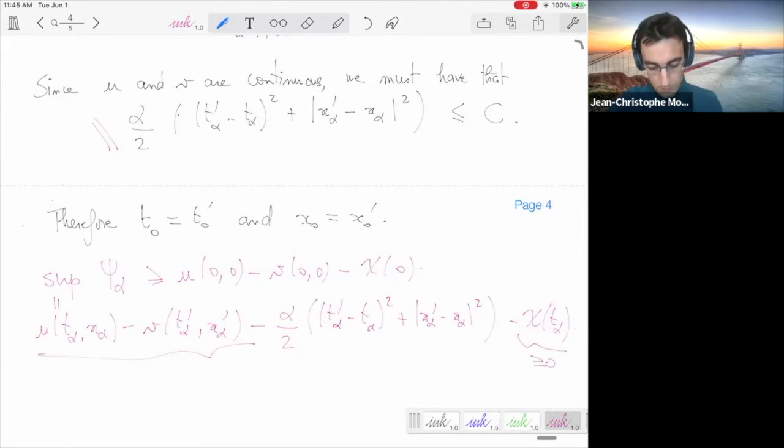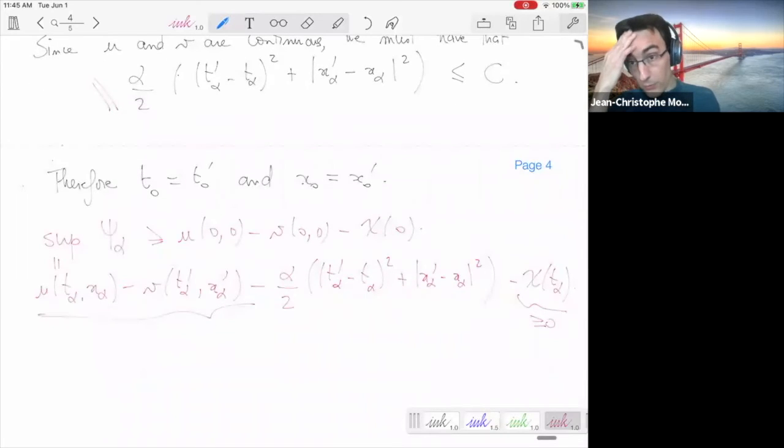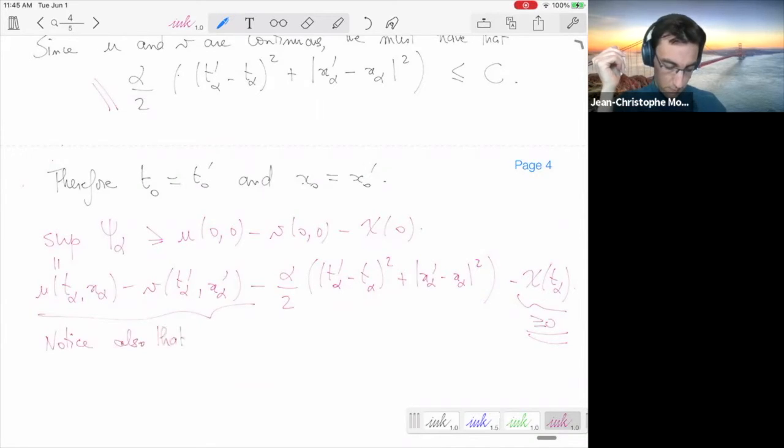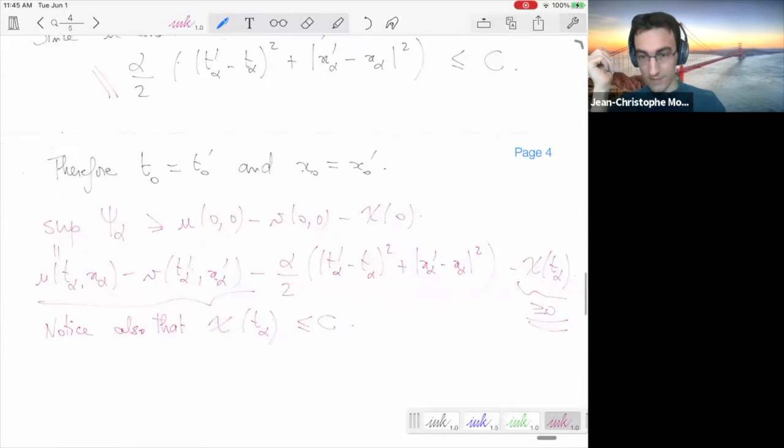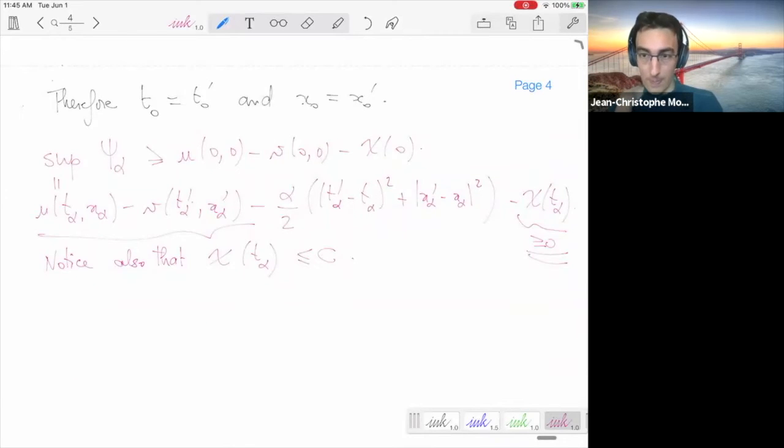It's a useful discussion because for the same reason we see that chi of T alpha will also remain bounded. So we see that T alpha will remain away from capital T, and that was the purpose of the function chi. So notice that chi of T alpha is smaller than some constant which does not depend on alpha. This is a very useful point for later. This is exactly what I wanted to have. So even in the limit, T naught will be smaller than capital T. It will be an interior point.